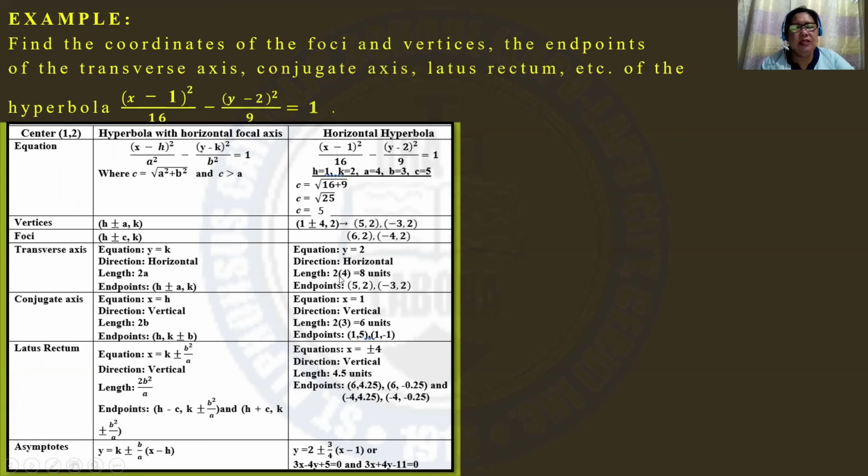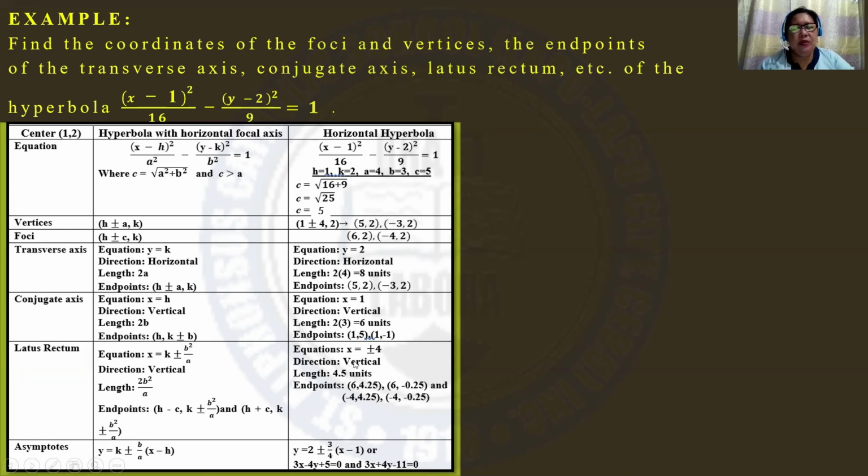For the length, it's 2 times 4, so it is 8 units. For the endpoints, we have (5, 2) and (-3, 2). For the equation, x is equal to 1. Vertical is the direction. Then 6 units for the length of the conjugate axis. Then the endpoints, we have (1, 5) and (1, -1).